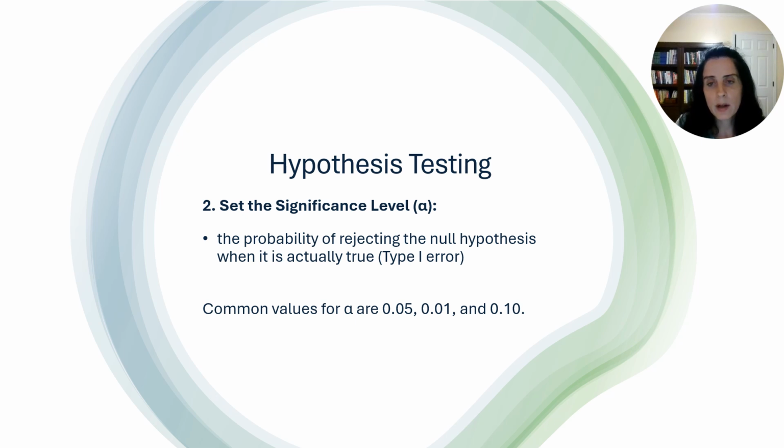Common values for alpha are 0.05, 0.01, and even 0.10. For example, if alpha is set at 0.05, it means that there is a 5% risk of concluding that a difference exists when in fact there is no difference.